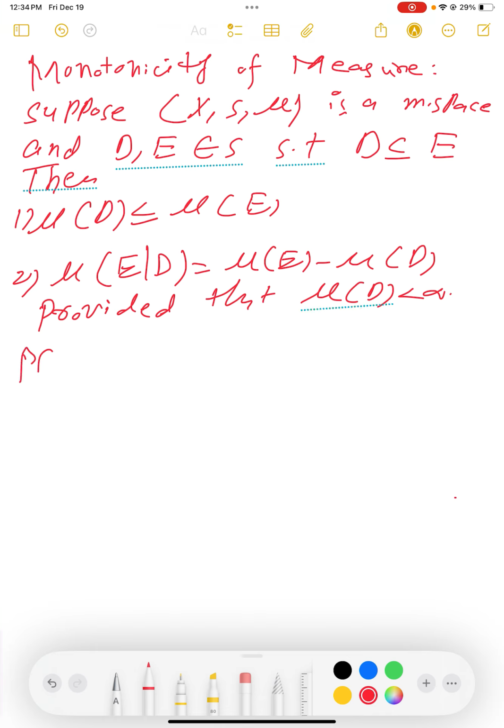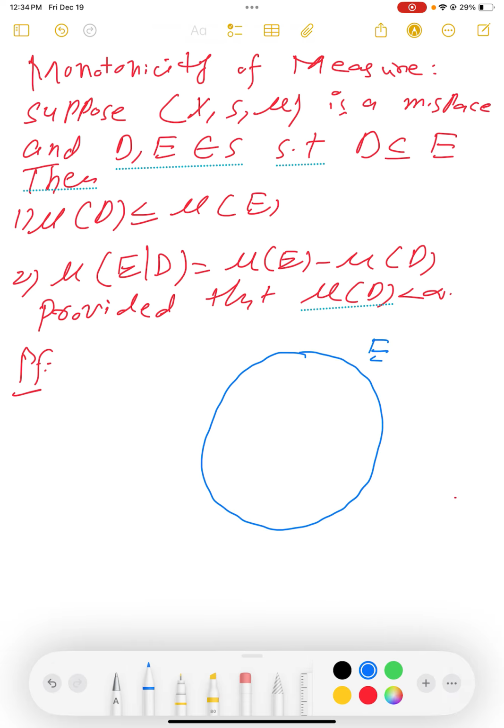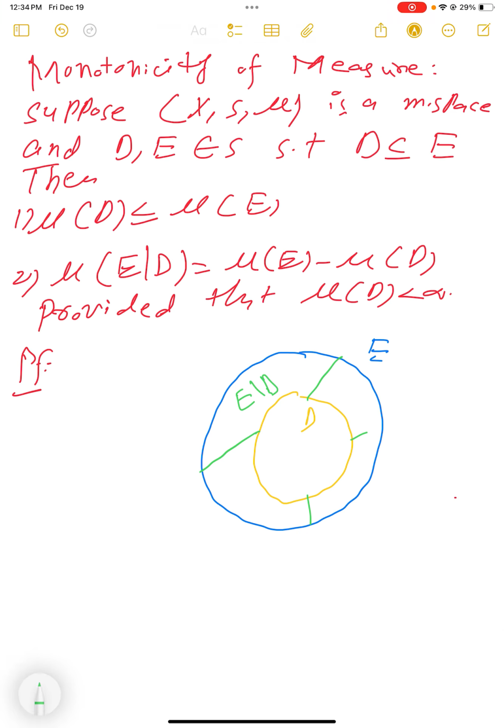So to prove this, I think we are gonna use some set theory. So Venn diagram, suppose this is my E set, okay, and then I do have D. So suppose this is my D. Now what can I say about this area? This whole region is nothing but E difference D, and now you can see that E difference D and D are disjoint sets, and the union of both is nothing but E, right? So E is E difference D union D.